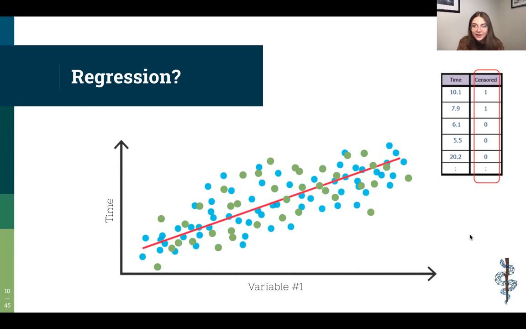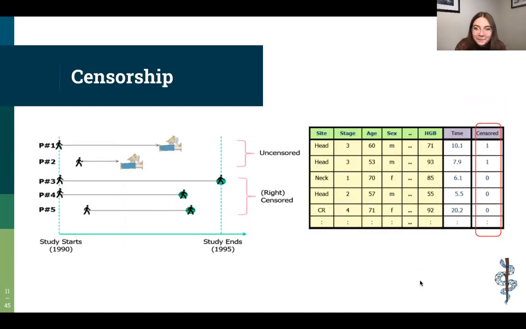I think I have a graphic coming up. Wow, my slides really don't want to flip right now. It's flipped on this screen, but not the one I'm presenting, which is great. There we go. Okay.